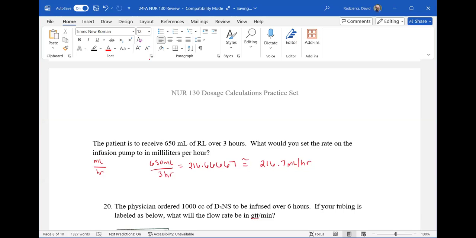But from a math standpoint, round to the nearest tenth, and that way you're at a more accurate number based off of the calculation. Most likely, you're going to get something like 750 milliliters over 3 hours, and then it's 250 milliliters per hour, and you won't have to worry about any decimals. But if you see it, you now know to round to the nearest tenth.